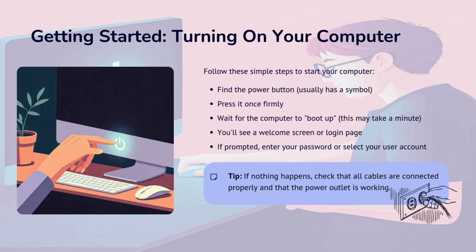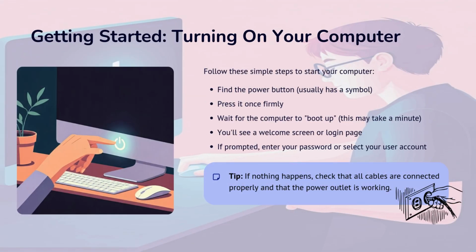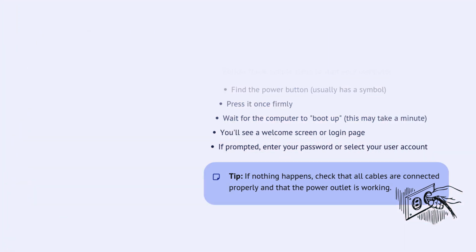Make sure all the parts are connected properly: monitor, keyboard, mouse and power cable. To turn on your computer, press the power button, usually found on the front or top of the CPU for desktops, or on the keyboard area for laptops. Don't press it repeatedly, just once is enough. After a few moments, your screen will come to life, and you'll see your desktop or login screen.